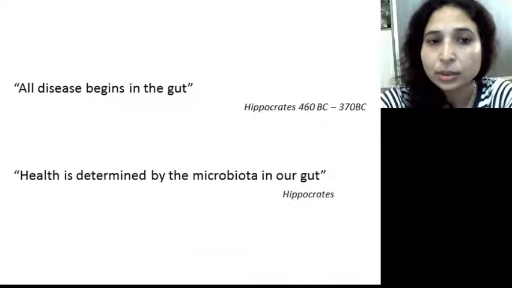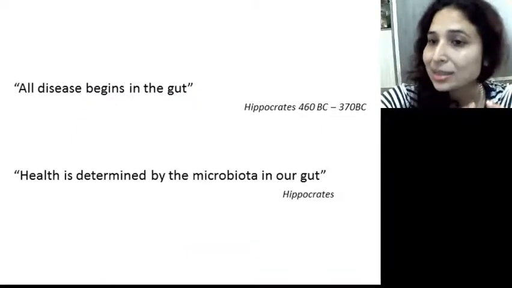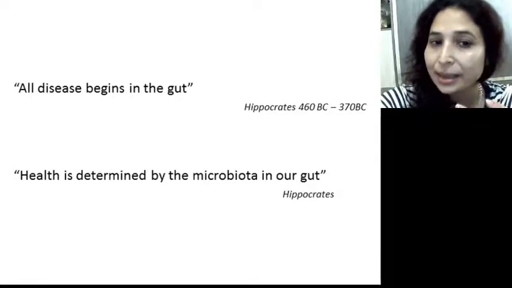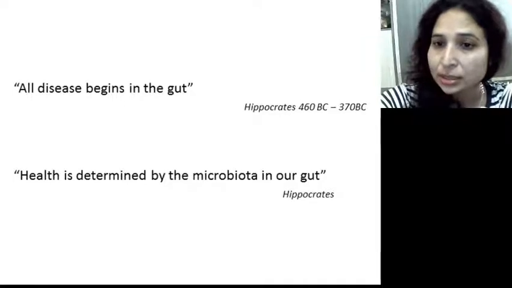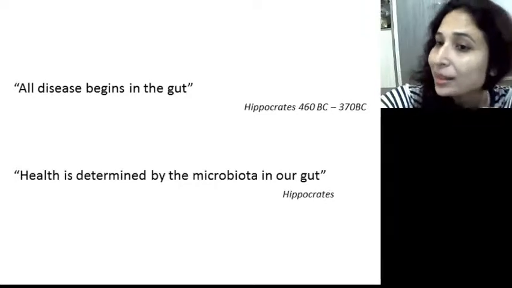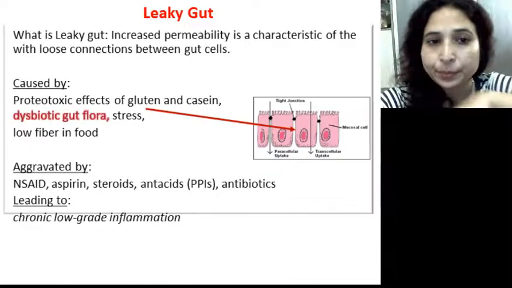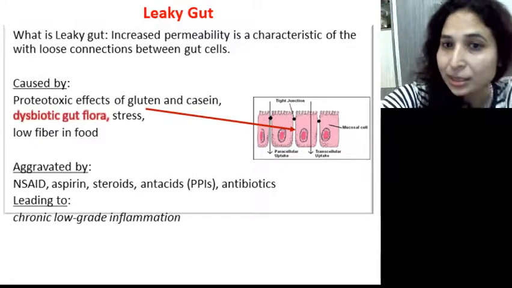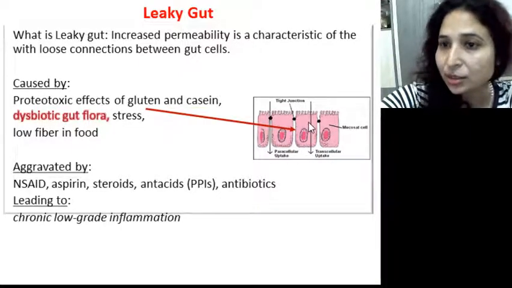Next, talking about the gut, Hippocrates said that all diseases begin in the gut and health is determined by the microbiota in our gut. This seems to be a very important comment, that all the diseases, and also the health, are determined by the gut. So, let's see what a leaky gut is. These are the intestinal cells, and these structures are called tight junctions.